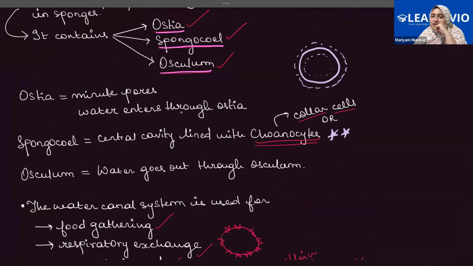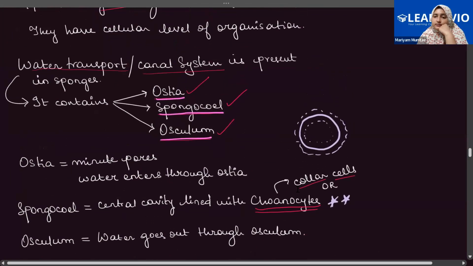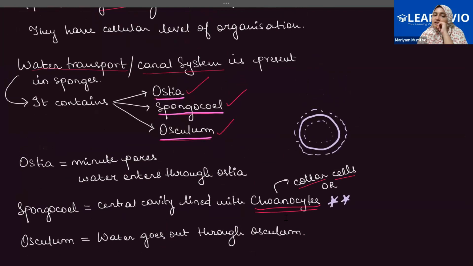Students, when you're answering something, unmute yourself and speak. Don't write in the chat box because I never see the chat box. So yeah, the water canal system has three things: ostia, spongiocele and osculum. Any doubts? Everything is clear up until now?